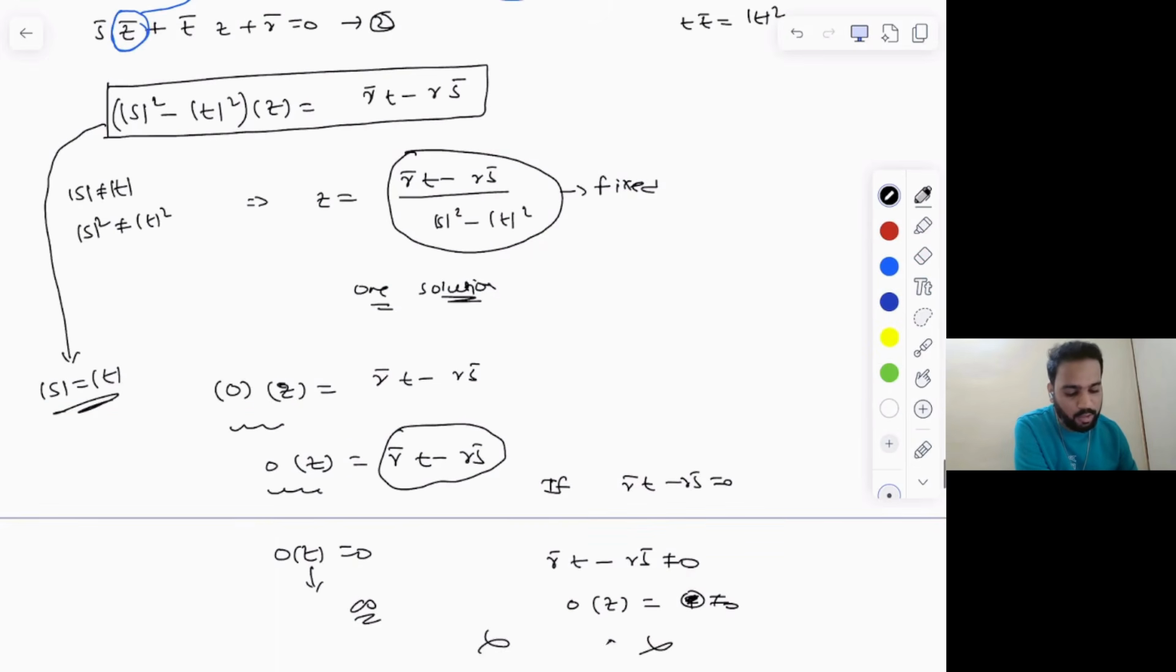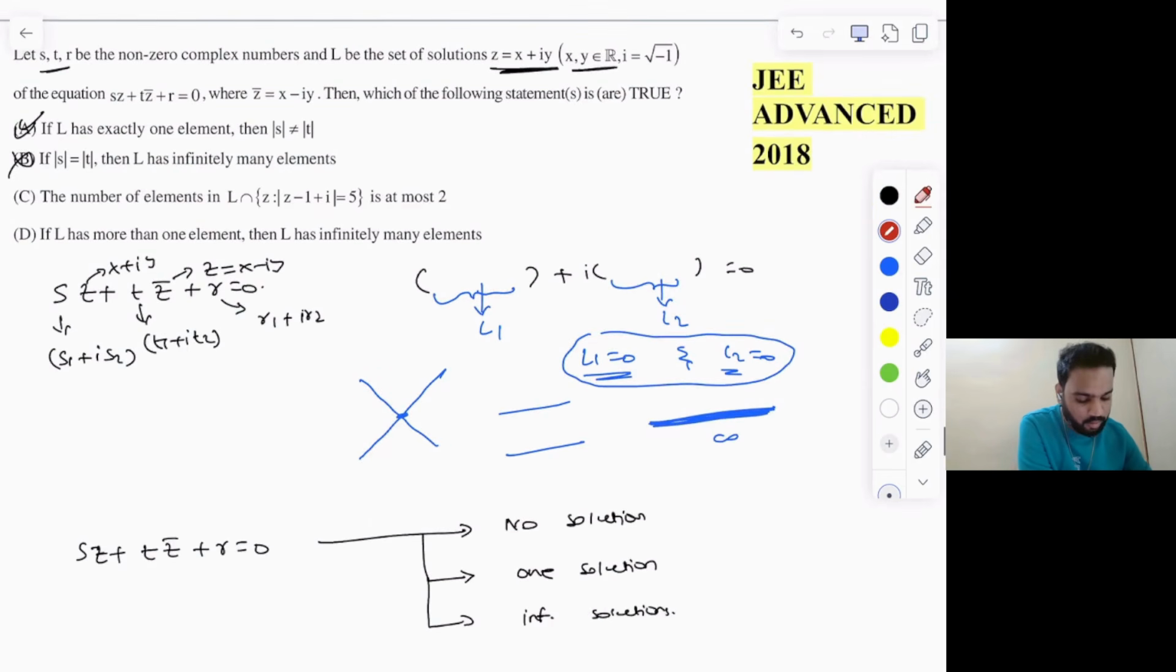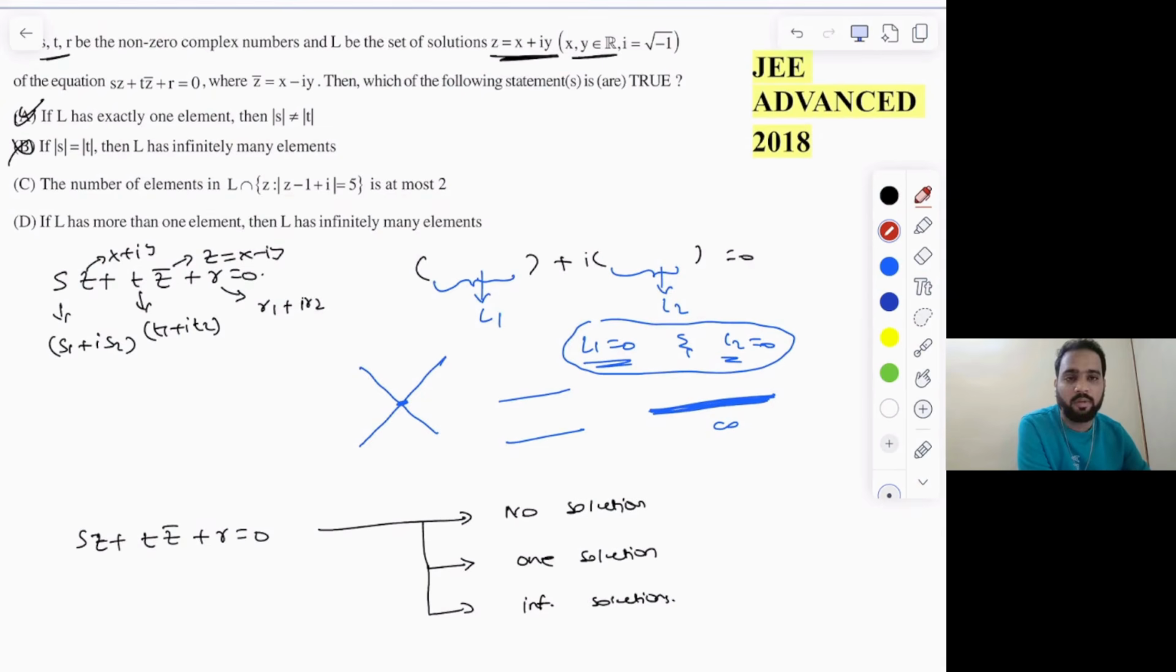Okay. But in option B, they are saying that it will have an infinite number of elements. So which means it is not correct, because the other case is also possible. Now the third option here. For the third option, we need this concept of no solution, one solution, infinite solutions.